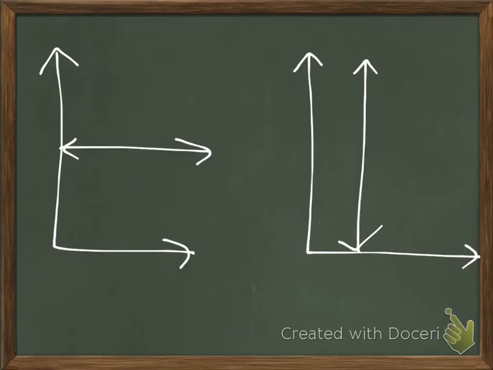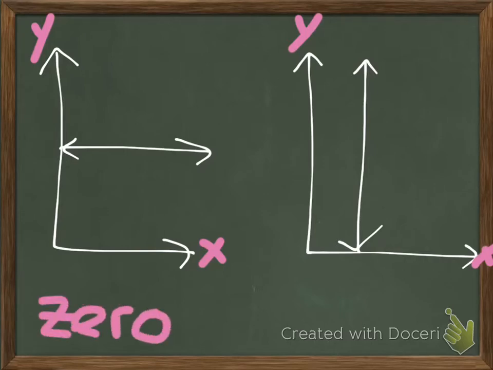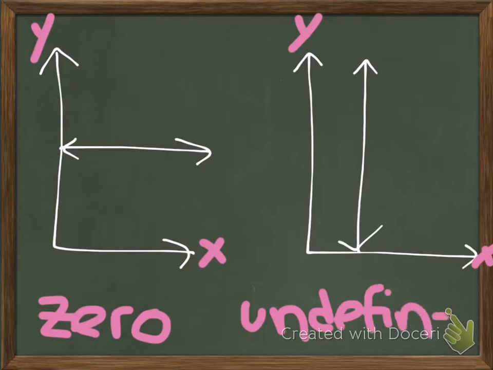Then we have, again, our y-axis and our x-axis. And I'm looking at the line. This is a horizontal line through the y-axis, so this would be considered a 0 slope, and then I have a vertical line through the x-axis, and that is considered undefined slope.